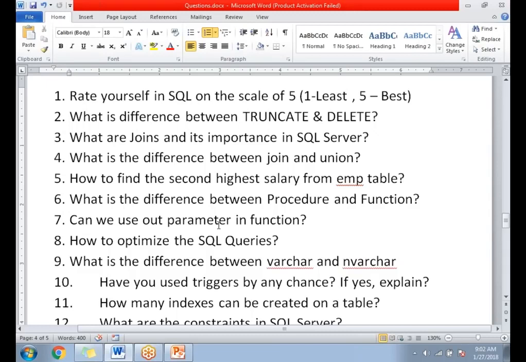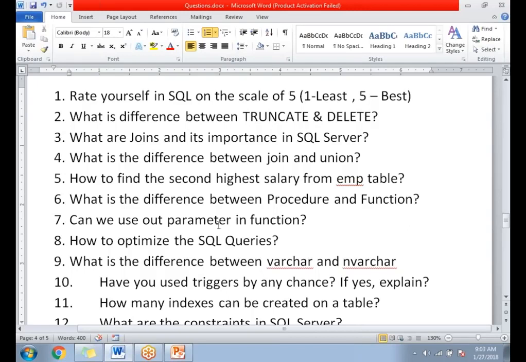Second highest salary, you can get this with the help of CTEs, or you can go with the help of subqueries. The detailed explanation is available in my video collection with CTE as well as with subqueries. Please go with that. Next, what is the difference between procedure and a function?